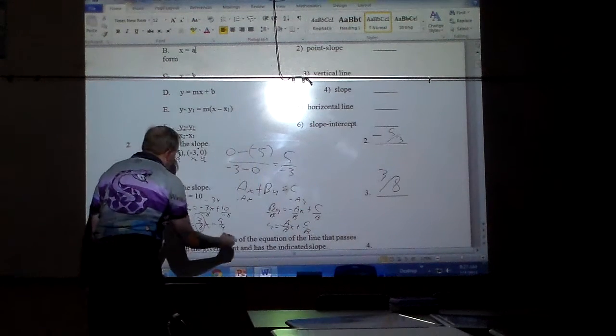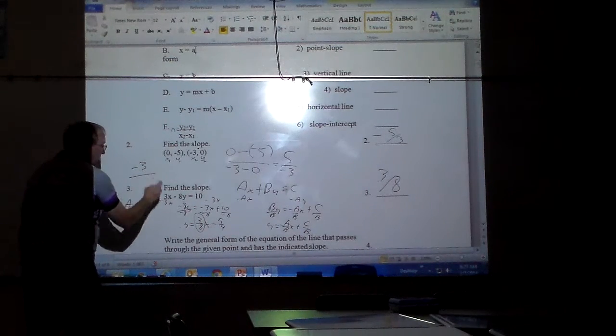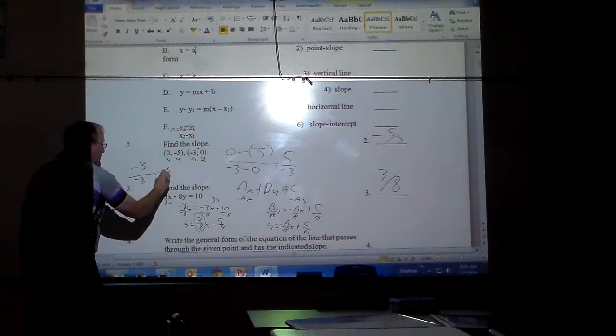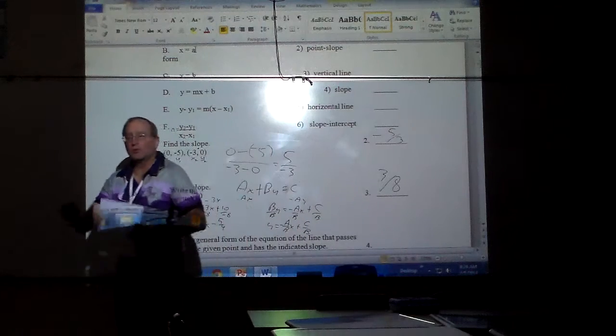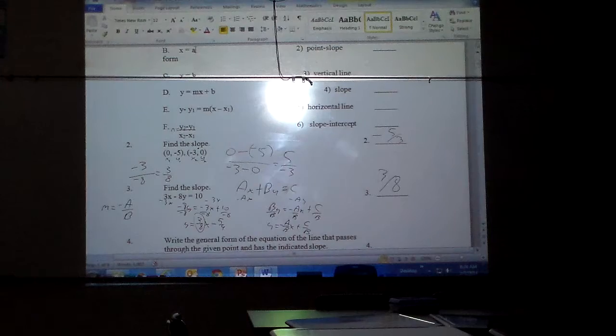And if you'll notice, if I take my a value here, 3, and make it negative, and divide it by this b value, which is negative 8, you get a slope of 3/8. So the answer was still 3/8, whichever way you worked it. And you can use your method. I like to go with the easiest one possible. I like the negative a over b myself, or I could get the y by itself.